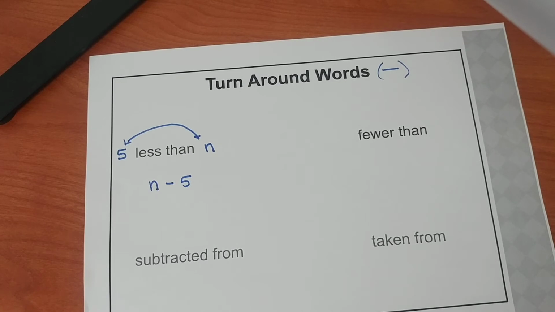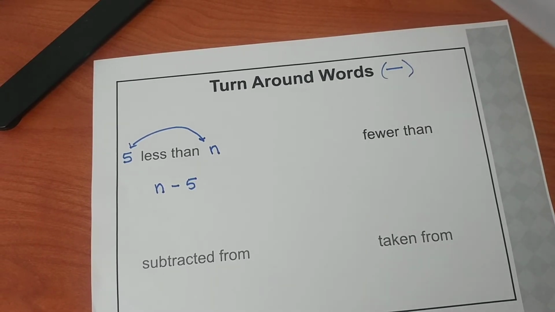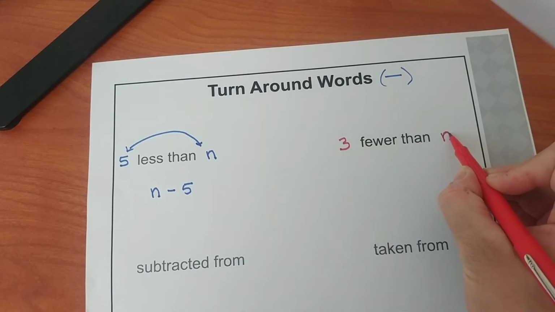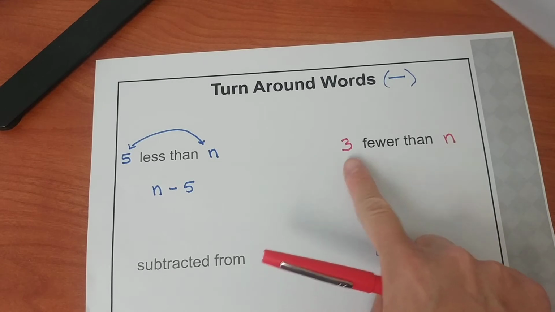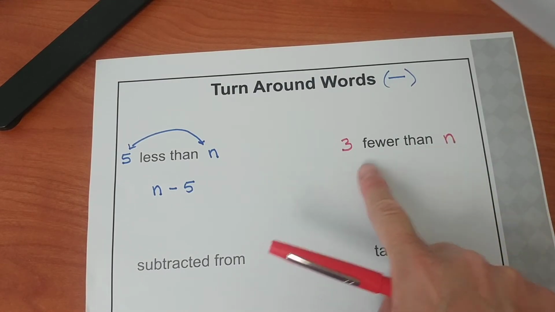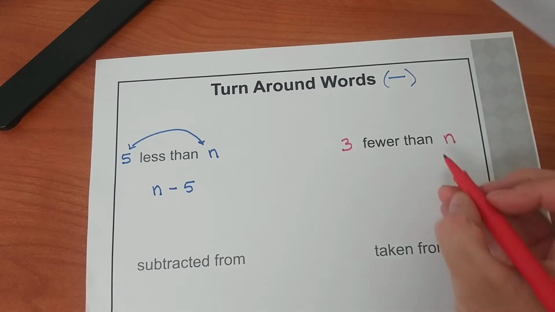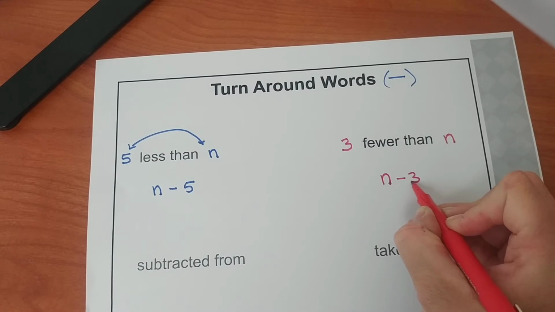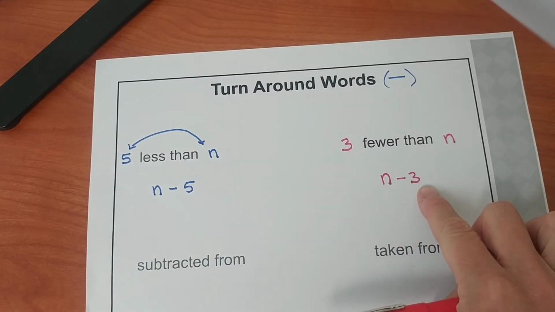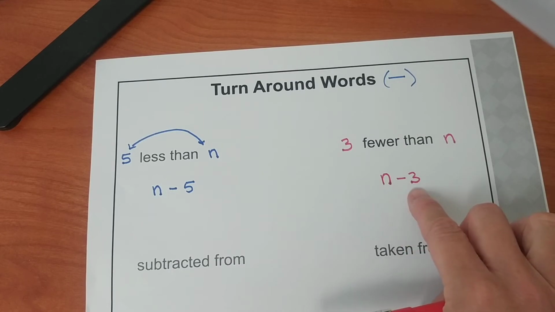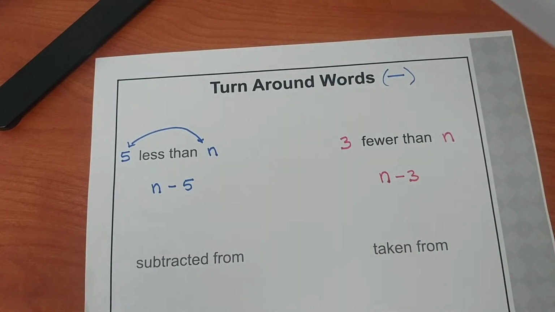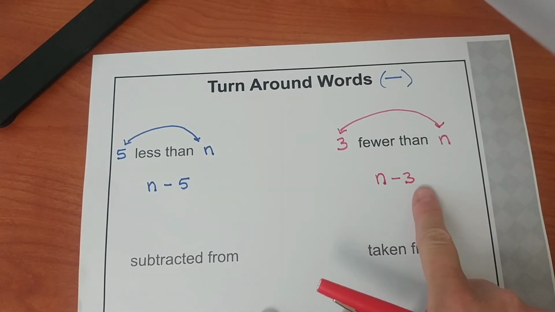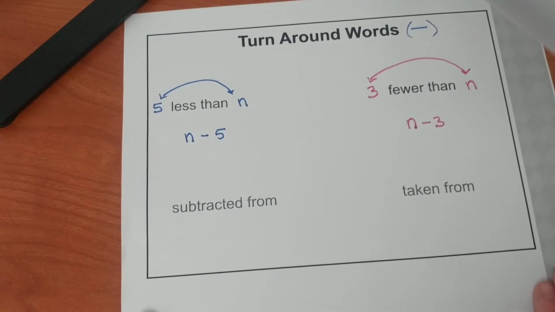Okay, let's try another one. What if I said fewer than? So let's do the same example here. What if I said 3 fewer than the number that represents your age? 3 fewer than n. Is this 3 minus n? It's not. Think about your age. 3 fewer than your age. Your age minus 3. Wouldn't that be 3 fewer than your age? I mean, if you were 10, 3 fewer than 10 would be 10 minus 3. You'd be 7 years old, right? So again, this is going to switch. I'd have n minus 3. 3 fewer than the number n.